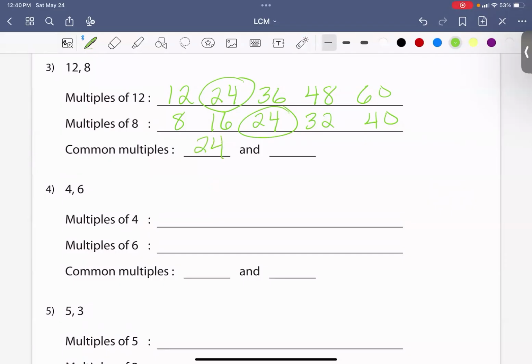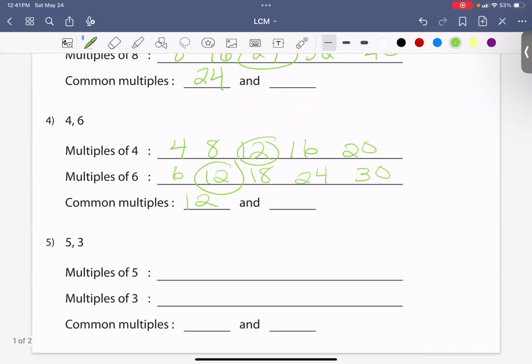Let's do another one. So we have 4, 8, 12, 16, 20. So let's do 6, 12, 6 times 3, 6 times 4, 6 times 5. So the least common multiple they have is 12. Let's have you do this one. Stop the video and do it on your own and come back when you're ready.